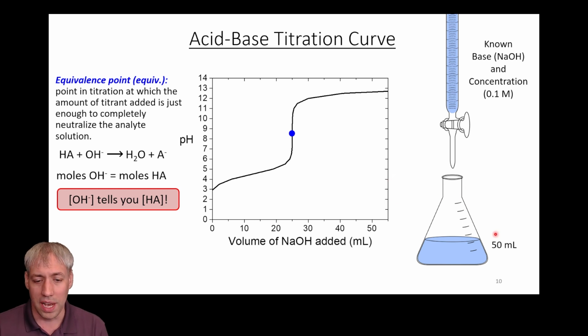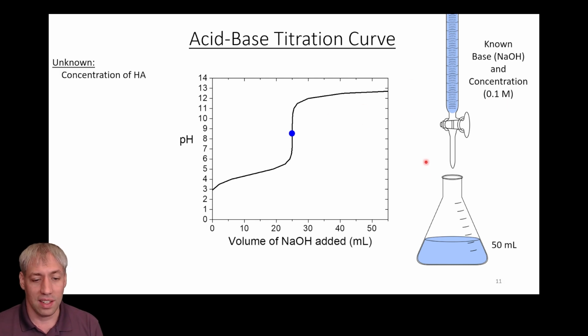And so let's just look back at these numbers. We started with 50 milliliters of an unknown. We don't know what the concentration of this is, but we do know the concentration of this. We know it's 0.1 molar. And so we can find the unknown concentration here based on the NaOH amount we added, because at this point, we know that those amounts are equal.